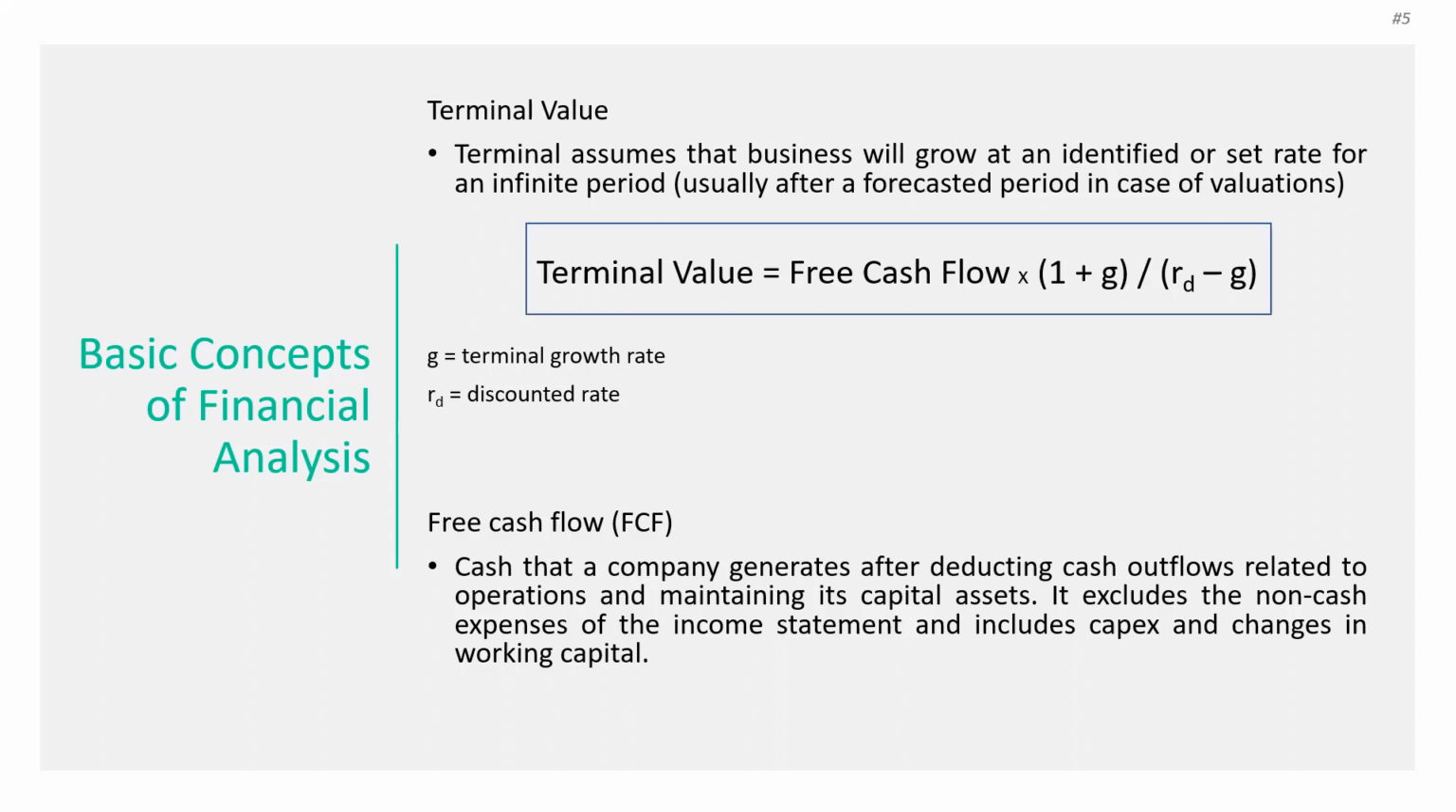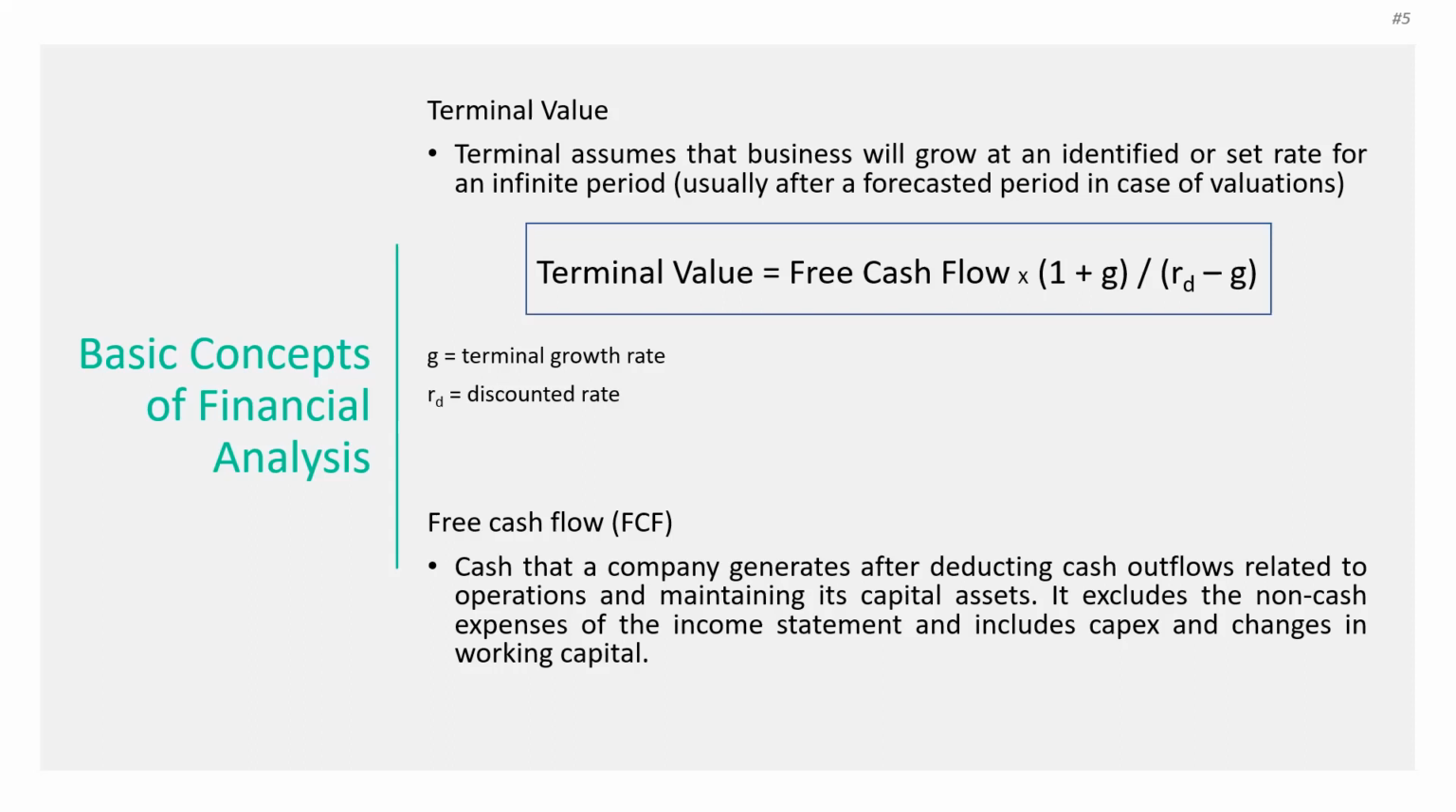The discounted rate, as I've already explained to you, is nothing but the required rate of return or the opportunity cost which an investor may get if he invests in the market somewhere else for a similar kind of size or risk. So this particular equation helps you arrive at a terminal value.